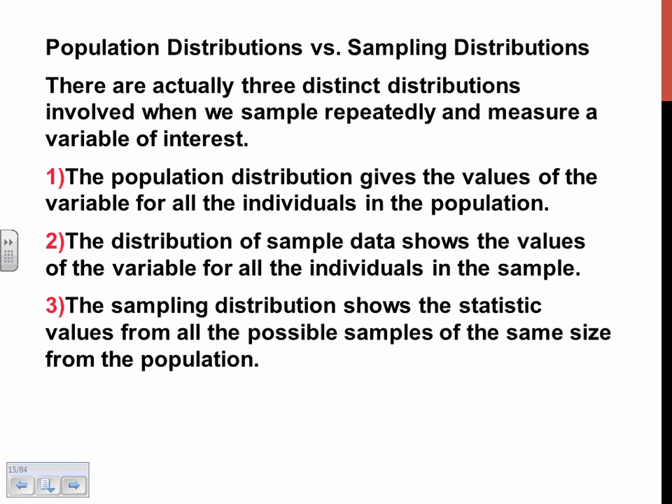All right, so population distribution versus a sampling distribution. There are three distinct distributions involved when you sample repeatedly and measure a variable of interest. A population distribution gives the values of the variable for all individuals in the population. The distribution of a sample, so that's different than a sampling distribution, I know, crazy, so get those vocab terms down. The distribution of sample data shows the values of the variable for all individuals in the sample, and the sampling distribution shows the statistic values from all the possible samples of the sample size from a population.